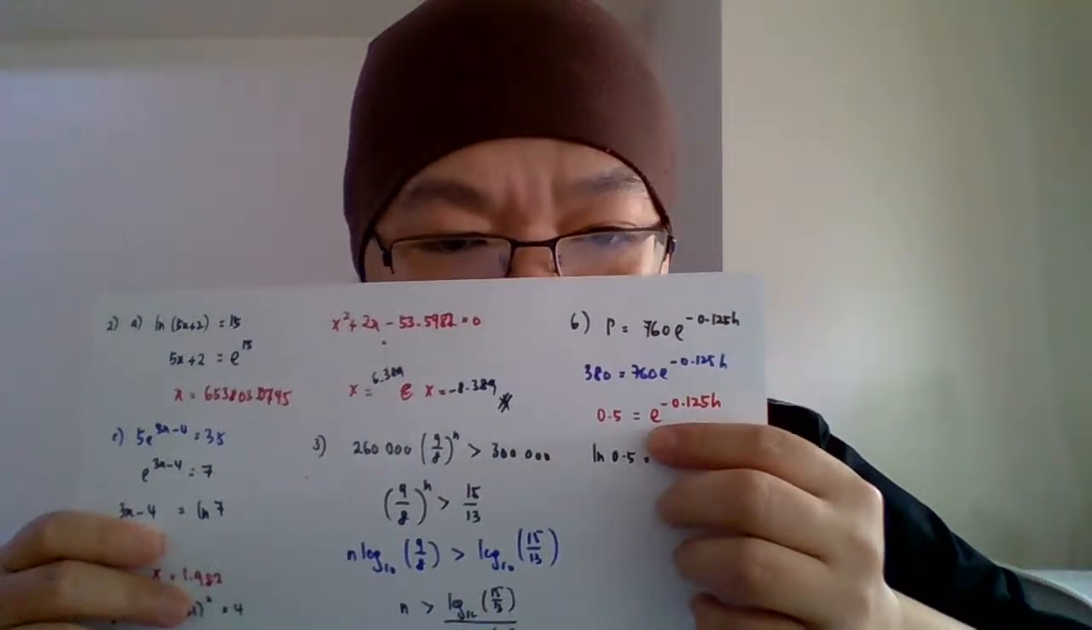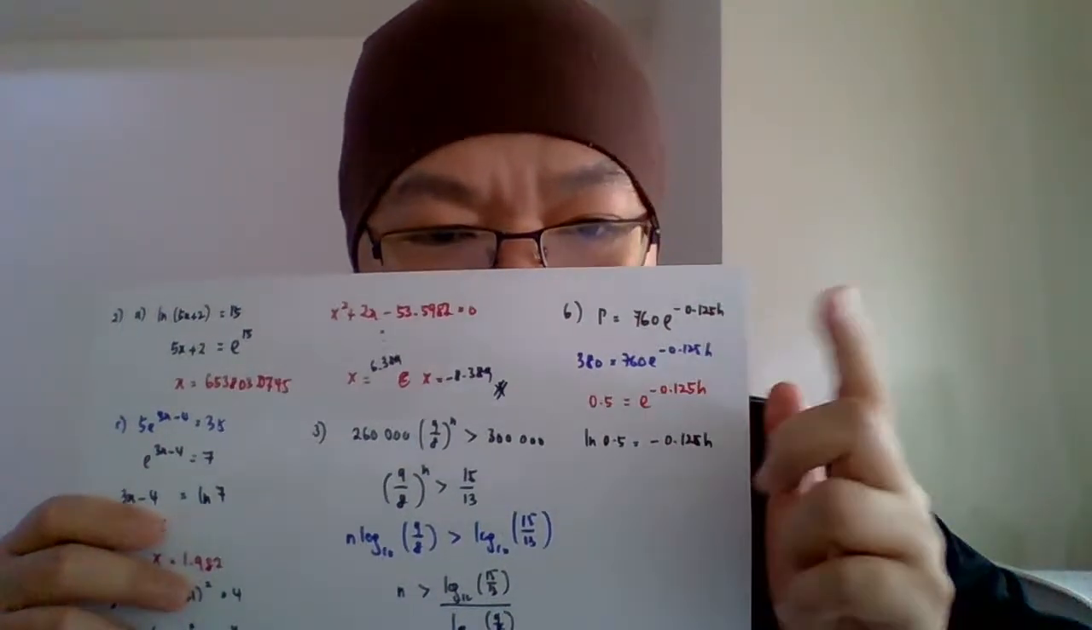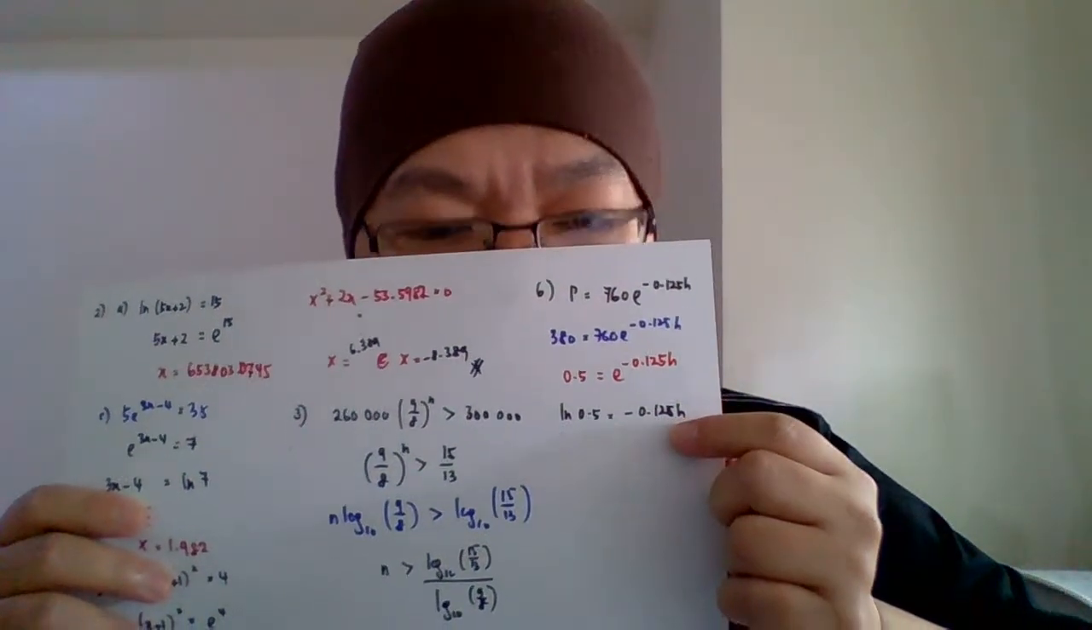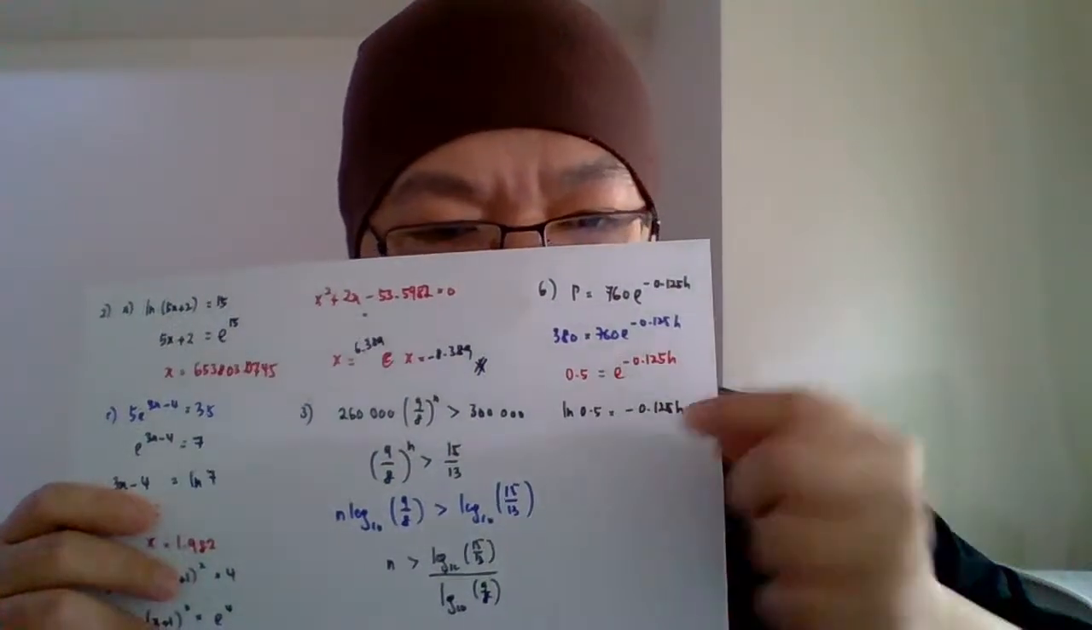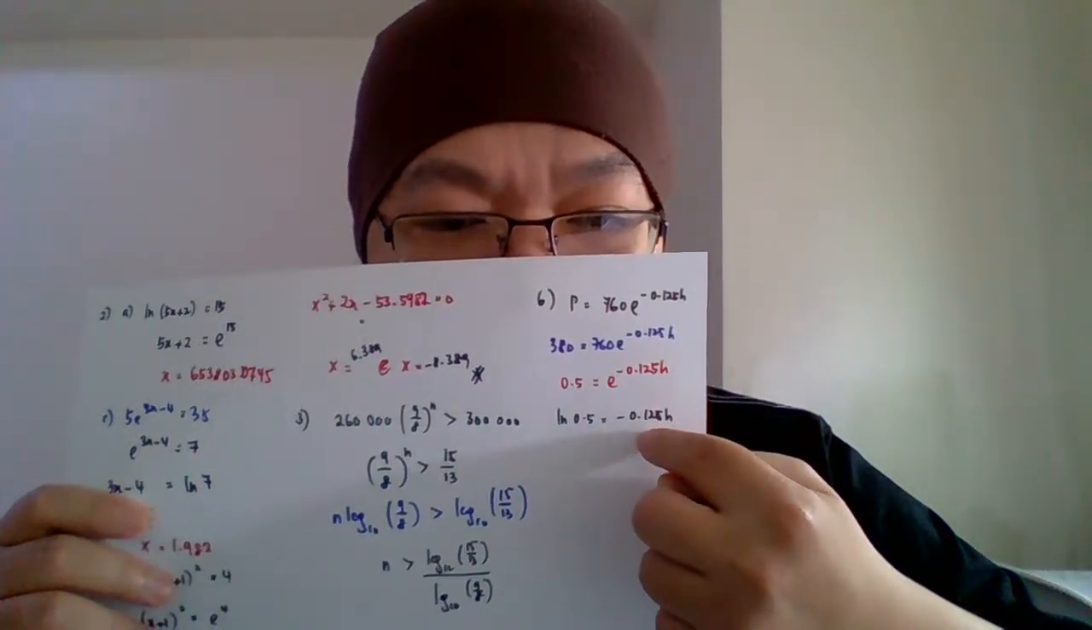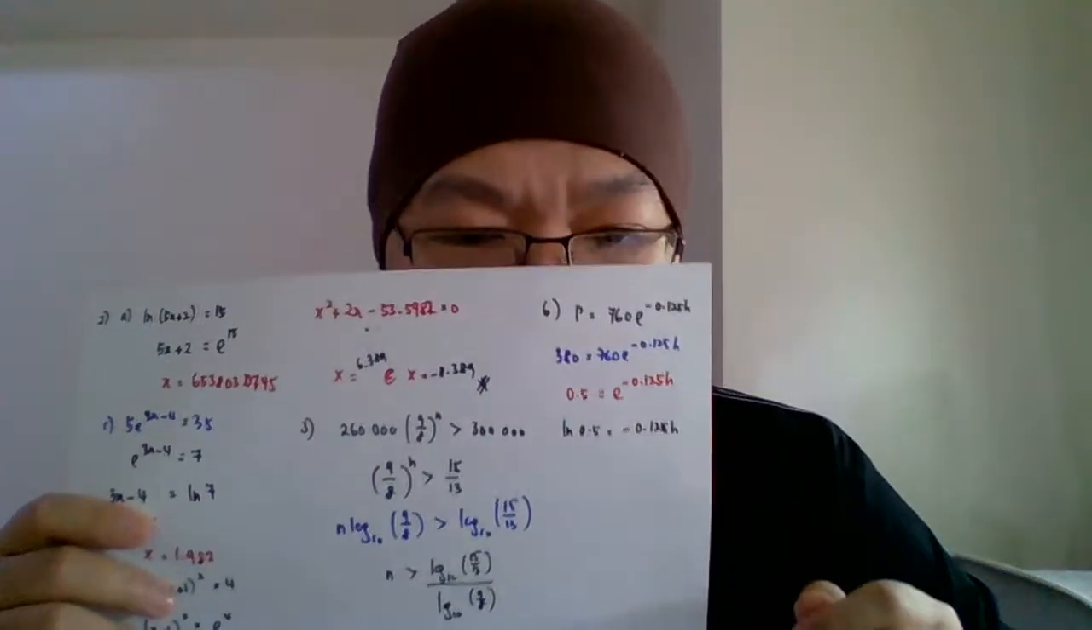So ln 0.5 on the left side, and on the right side we have ln E to the power of negative 0.125H. Actually ln E equals 1. When we put ln on the right side, ln meets the letter E and it becomes 1, so the power, don't forget to bring down. That's why it becomes negative 0.125H equals ln 0.5. Now, find the value of H: ln 0.5 divided by negative 0.125. Tell me how much your answer is.